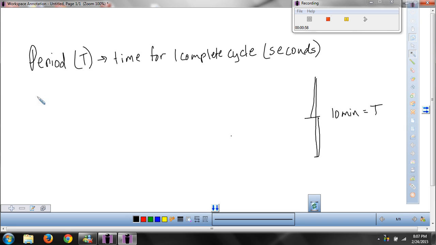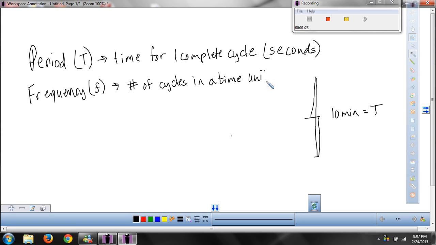Okay? The frequency would be lowercase f, and it's the number of cycles in a time unit. It's measured in hertz. And hertz is written as per second, or sometimes you see it as second to the -1. Same thing. Some people will also show you a cycle per second.